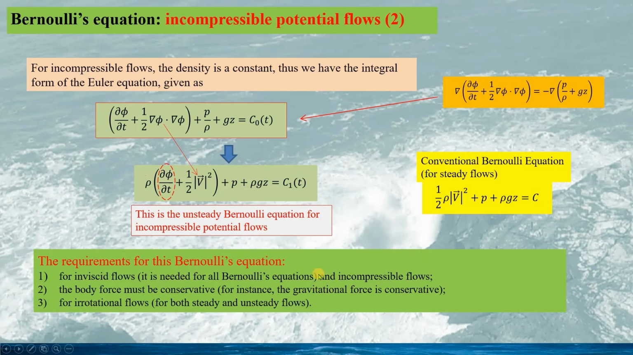So here we can see there are some requirements for the Bernoulli's equation for the incompressible potential flow. The flow is inviscid and incompressible. The body force must be conservative. Here, only the conservative gravitational force is included. And the flow is irrotational, but can be both steady and unsteady.